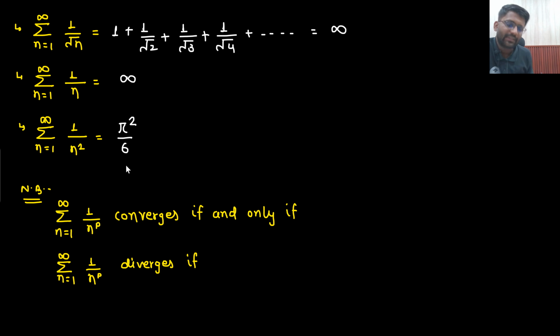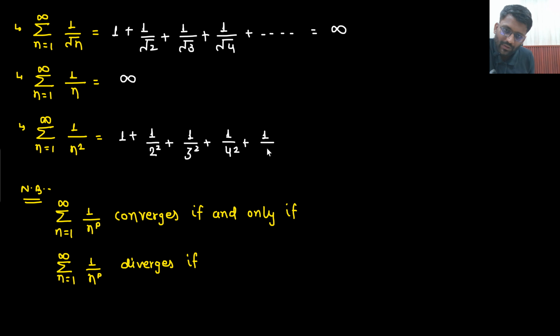Sir, how did it come out to be pi square by 6? That should not be a matter of concern, or I would say it is not in your syllabus. Using the Fourier series you can find out that it will come out to be pi square by 6. But you will remember it. Summation n going from 1 to infinity, 1 by n square. That means 1 upon 1 plus 1 upon 2 square plus 1 upon 3 square plus 1 upon 4 square plus 1 upon 5 square and so on. If you do this, you will always get the value, it will come out to be equal to pi square by 6.